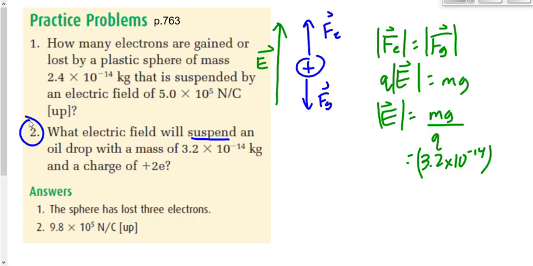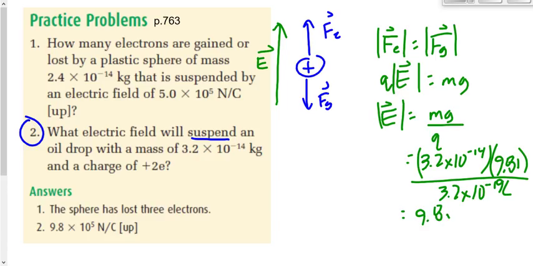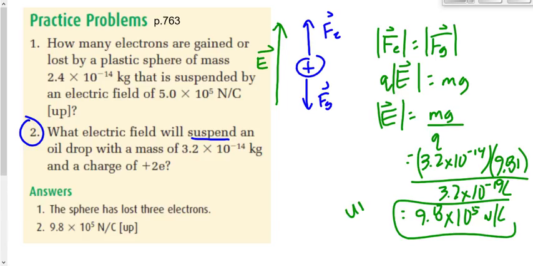But with the Millikan oil drop experiment, we're not doing an experiment with electrons. We're experimenting with oil drops, which gets us information about the electron, but it's not an electron per se. So there's the mass of the oil drop times 9.81 divided by the charge, which, plus 2e, is 3.2 times 10 to the minus 19 coulombs. When we do that math, it works out to be 9.8 times 10 to the 5 newtons per coulomb.